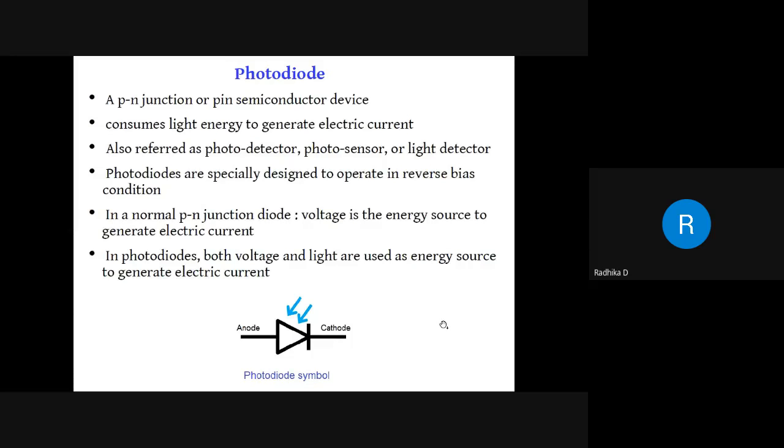Now, can you tell me why do I need light? Can't I just apply a voltage across this and be happy with the current which is coming out? Why do I need light? Can anybody think? I've written in the last sentence, in photodiodes, both voltage and light are used as energy source to generate electric current. I'm applying a voltage, and in addition I'm using light. Can't I be happy with the applied voltage and whatever current I'm getting? Why is it not sufficient?